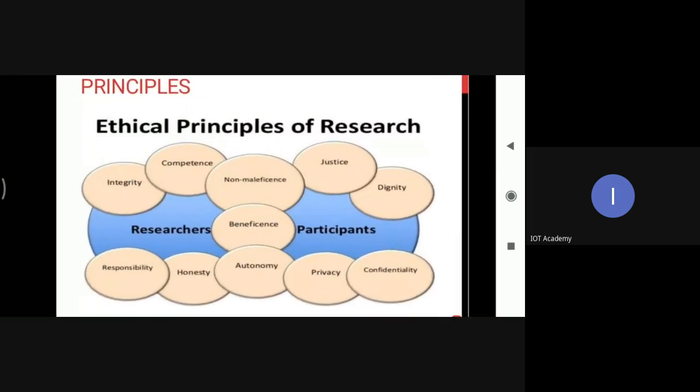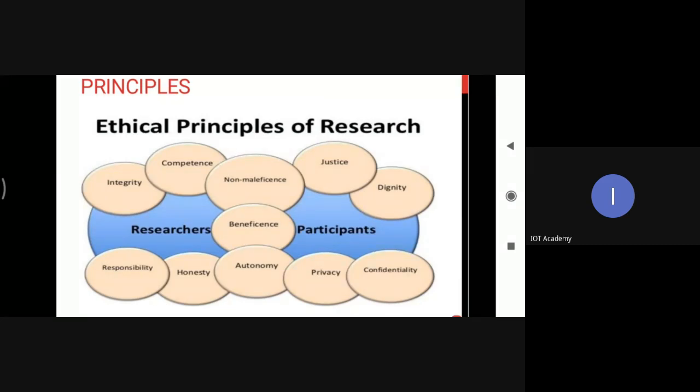Now, this is a chart that I picked up from the internet. It basically talks about the principles of ethics. So whenever we are talking about principles or research ethics, basically we're talking about the norms and the values of research.